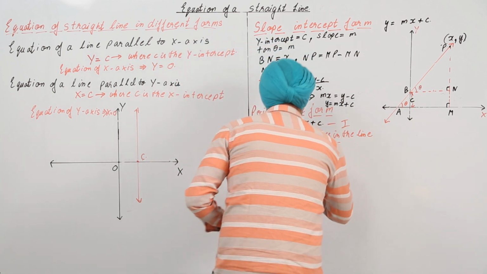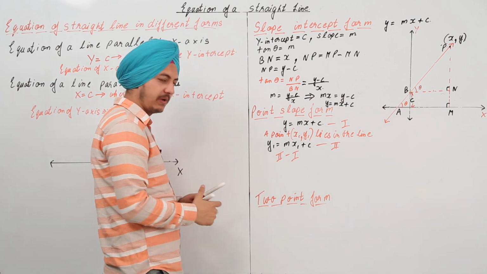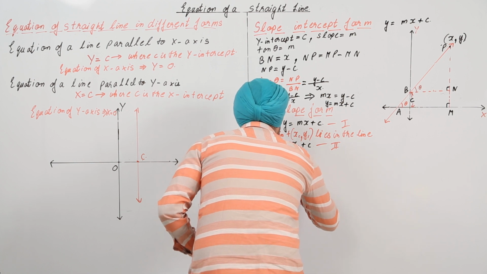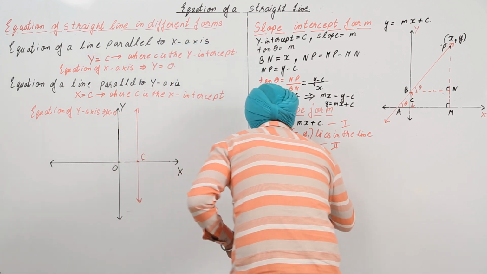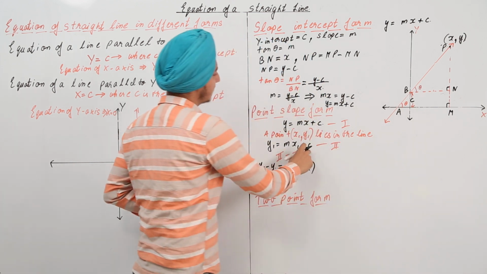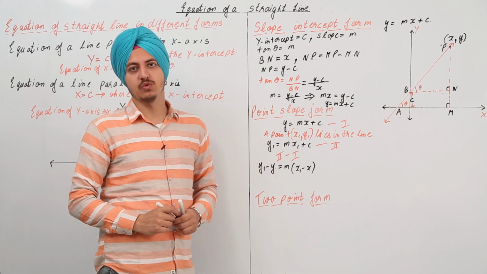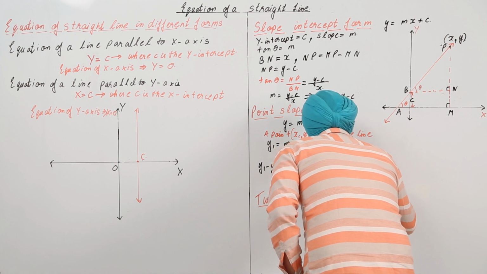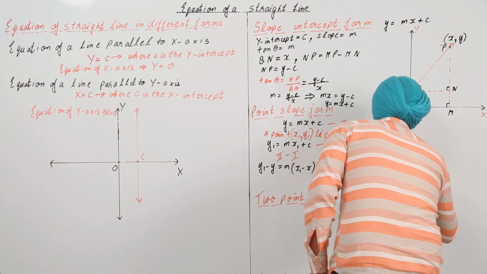So 2 minus 1 can be written as... tell me what will it be? It will be y1 minus y is equal to m into x1 minus x. And this c and this c get cancelled. So y1 minus y is equal to m into x1 minus x, or this can also be written as y minus y1 is equal to m into x minus x1.